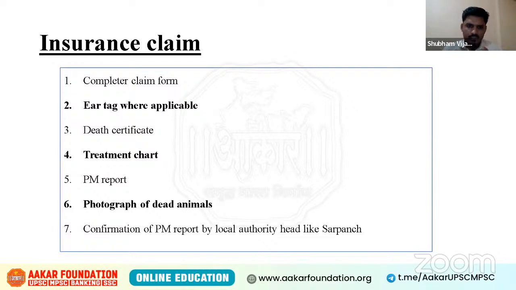The must one, the very important one, is the photograph of the dead animal, especially during the procedure of postmortem, as well as confirmation of the postmortem report by the local authority, not just from the doctor, but by the local authority, like the sarpanch. It depends on the authority, on the locality where this death of the animal has happened. Has it happened in the village area? Has it happened in the urban area? So the local authority also depends on that locality.